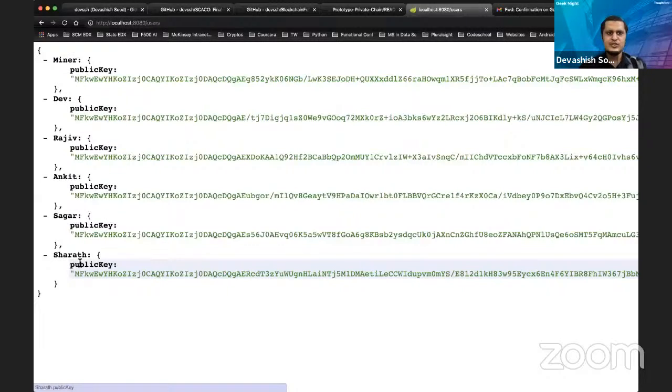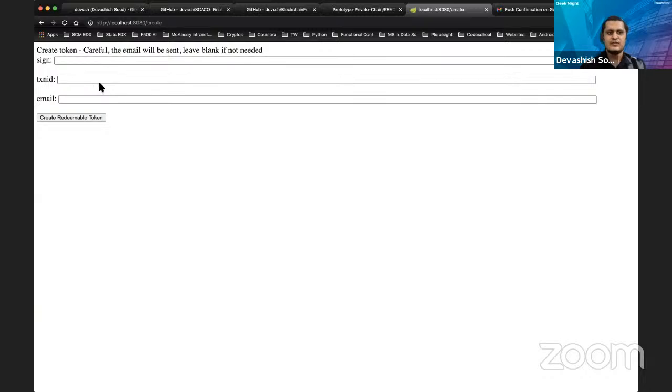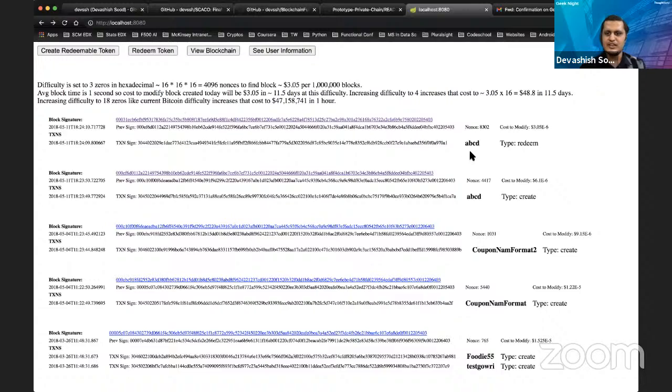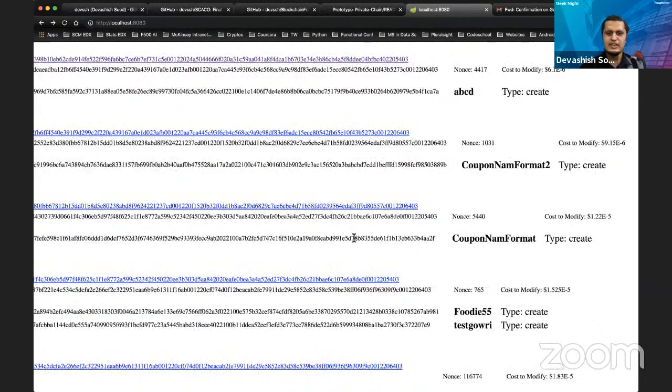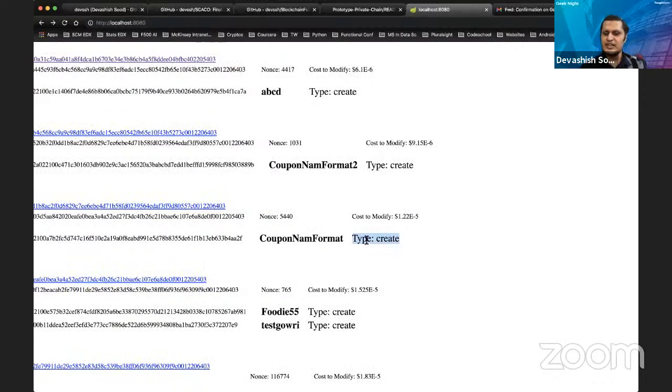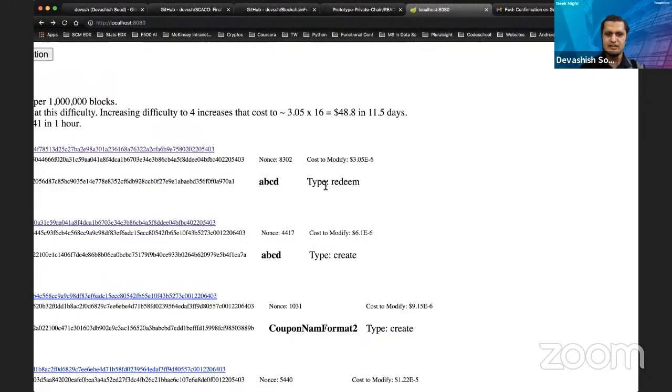Now, once you have the public keys, you can create some message. For example, let's say I want to create some token, some coupon. If you see the type, a company can create a coupon and a customer can redeem it. Somebody called ABCD can redeem it.